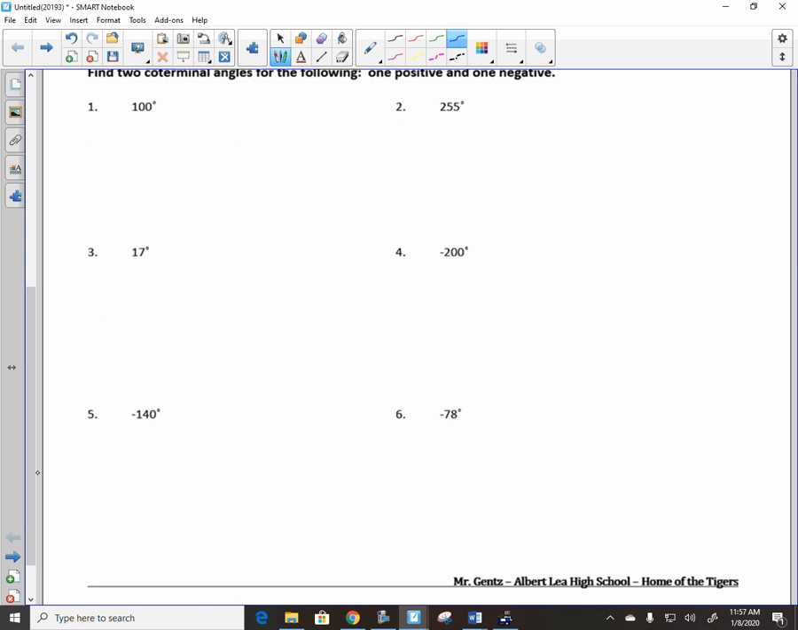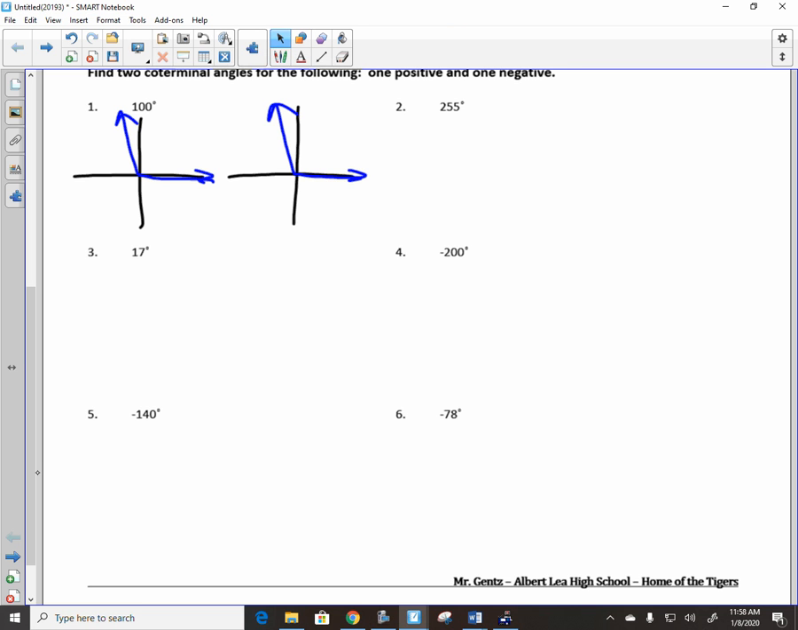We start with problem number 1. You do not need to draw the original 100-degree angle. I think we all know what that looks like. It looks like this. I'd like to draw one that's positive, that's coterminal. So if this is 100 degrees, I need another one that's positive, then I'm going to go around again. And what would I get? 460 degrees. If I would like one that's negative, I will go in the opposite direction. Negative 260 degrees. So everybody okay with that?